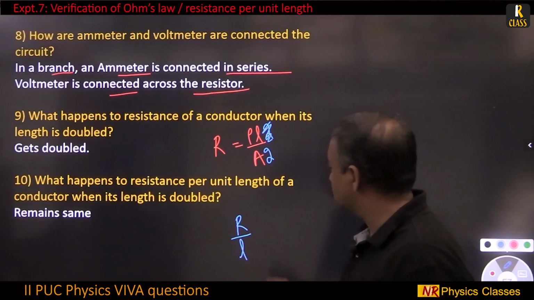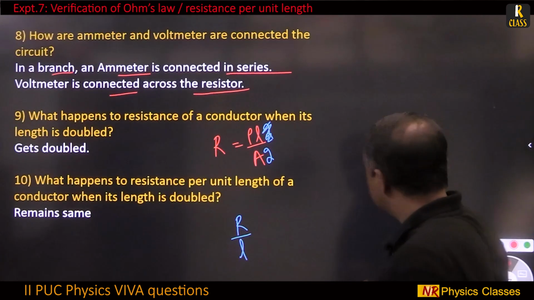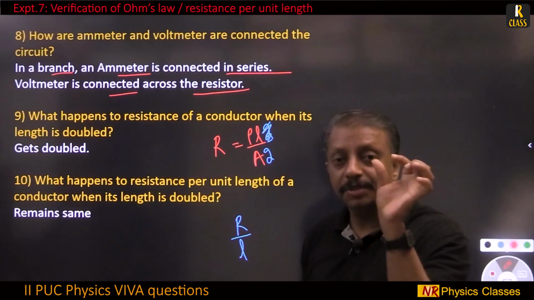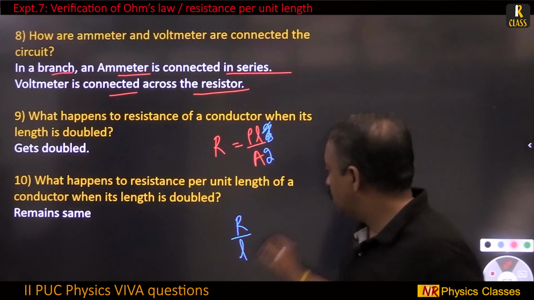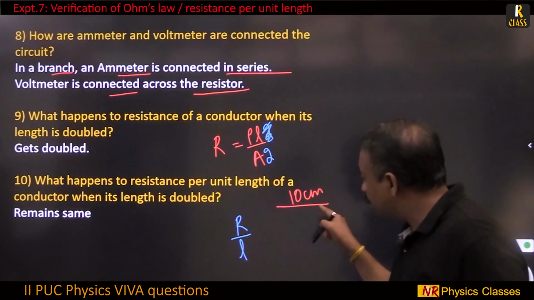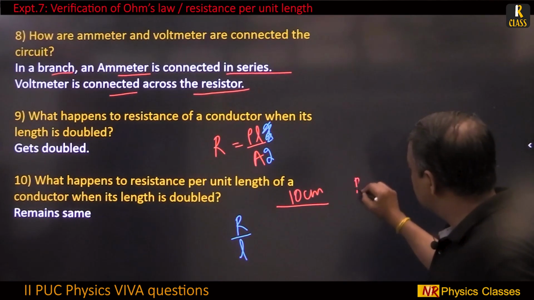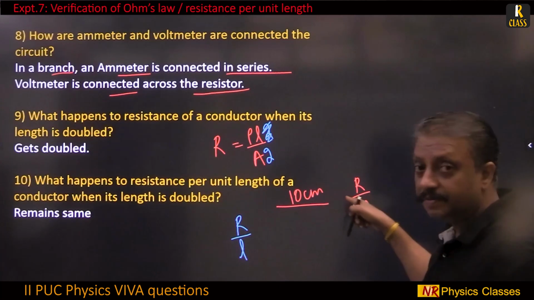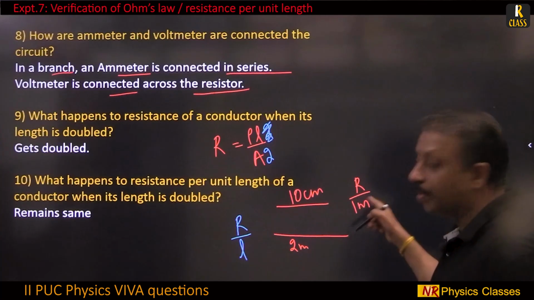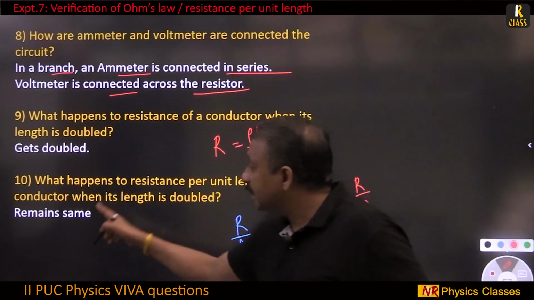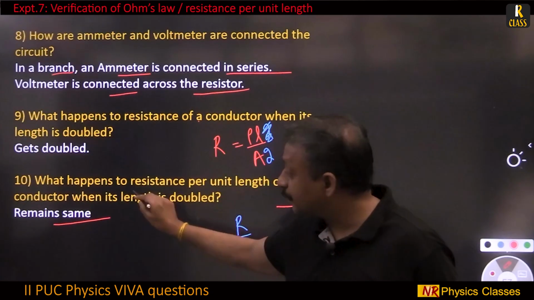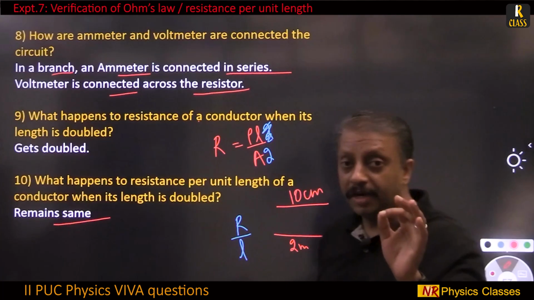What happens to resistance per unit length of a conductor when its length is doubled? It remains the same. Why? Every time it is measured per meter. There is a wire, this is a 10 centimeter wire. Resistance per unit length means the resistance for 1 meter length. If there is a conductor of 2 meters, still it is measured for 1 meter. In that sense, resistance per unit length is independent of the length. Resistance depends on the length, but resistance per unit length is independent of length.